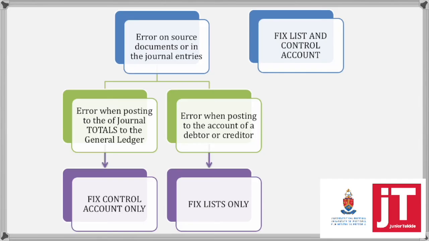So before we continue to the first activity, depending on where the error occurs determines where you're going to fix it. If the error is in the source document or the journal, it means that our very first step is wrong, so everything is wrong. So you're going to have to fix the control and the list because everything is wrong. If the totals of the journals are wrong, the general ledger needs to be fixed. So you need to fix the control accounts.